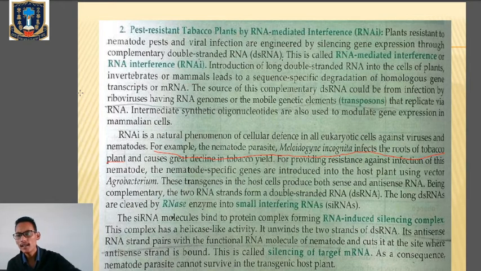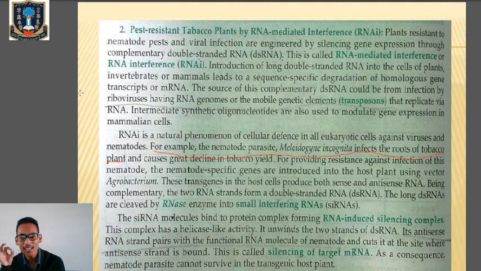Sense and antisense RNA have complementary base pairs, and since they are complementary to each other, they will form double-stranded RNA. It will form a long dsRNA. dsRNA means double-stranded RNA. Now that long double-stranded RNA will be cut into small interfering RNA with the help of the enzyme RNase. Okay. Now this siRNA, small interfering RNA, will bind to the protein complex called RISC.